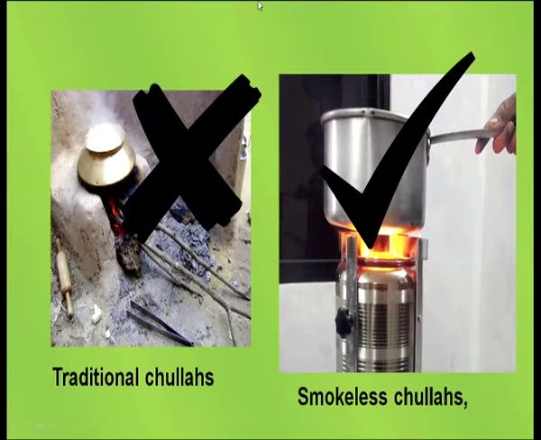Here is a picture of a traditional chulha and a smokeless chulha. The traditional chulha emits a vast amount of smoke, so it is non-eco-friendly. The smokeless chulha over here does not use a vast amount of energy and also does not emit a vast amount of smoke. So, this practice of using the smokeless chulha is an eco-friendly practice.